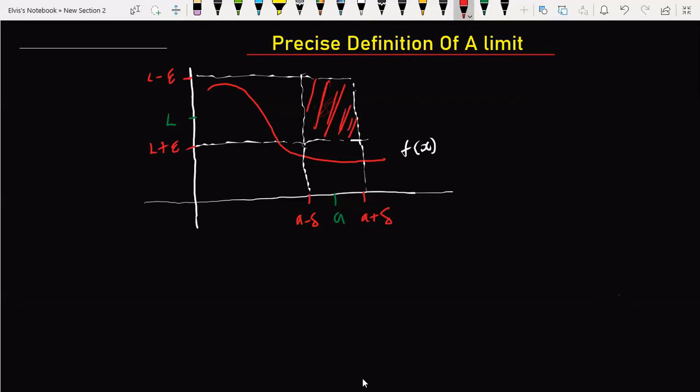In a nutshell, what are we trying to say? What we are trying to say is, if we guess a delta and we evaluate this delta, if we have an epsilon, meaning this limit is indeed going to exist. But if we guess a delta, then we evaluate the delta, but we don't have an epsilon, meaning this limit does not exist.